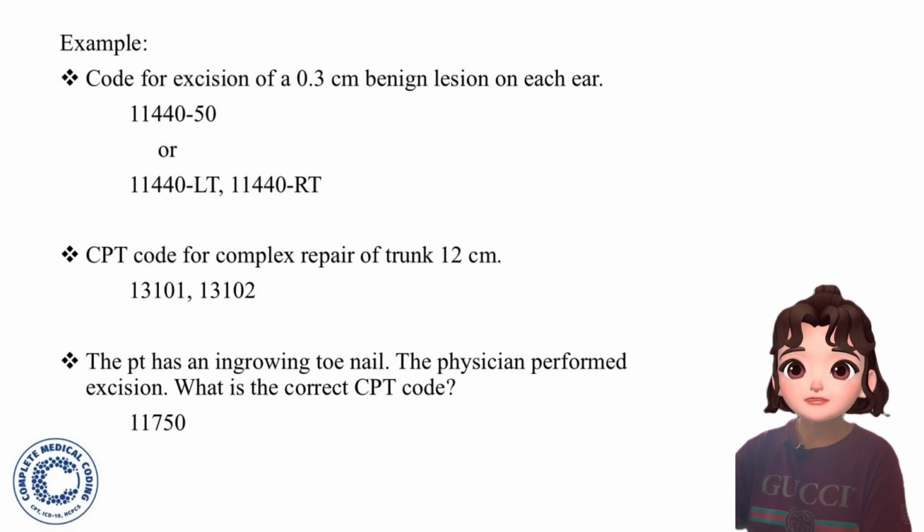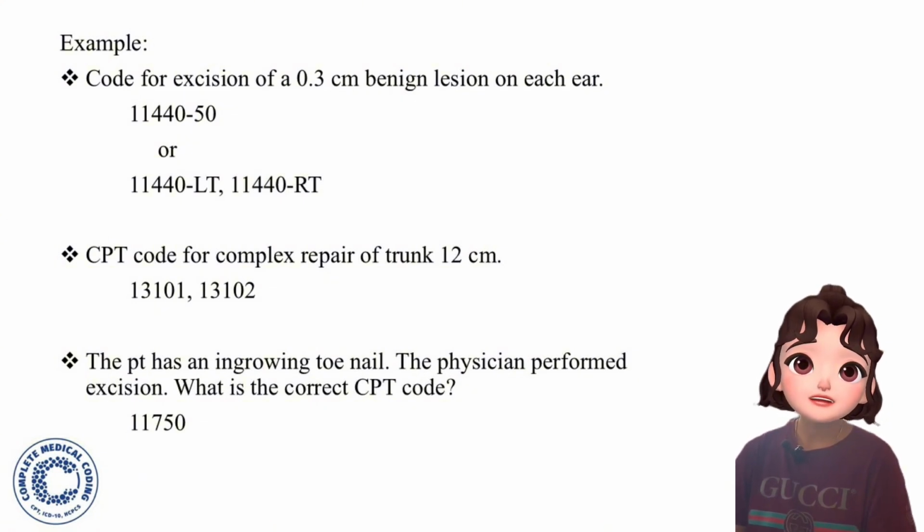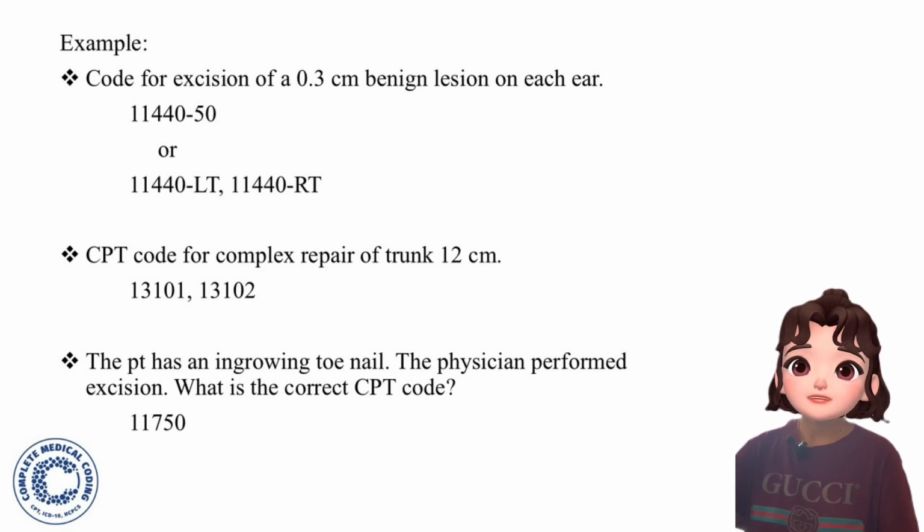So 11750. You will get some other codes like 11730, but you can use 11730 only if the nail plate is removed. Only the one nail plate is removed. If only the nail plate is removed, then you have to go for 11730. But if the full ingrowing toenail is removed, then you have to code 11750. Okay.